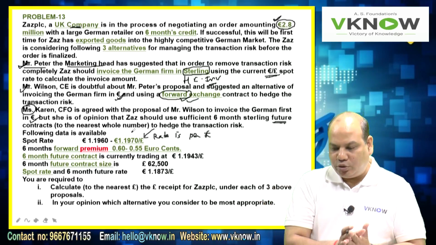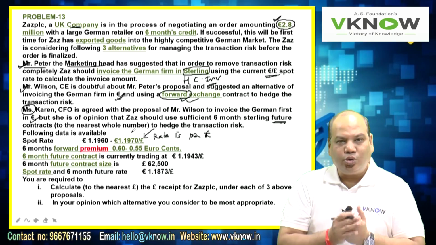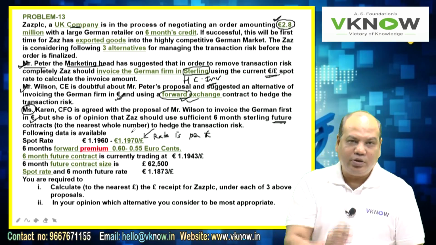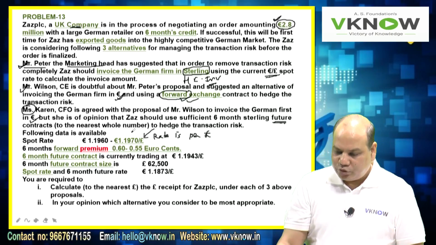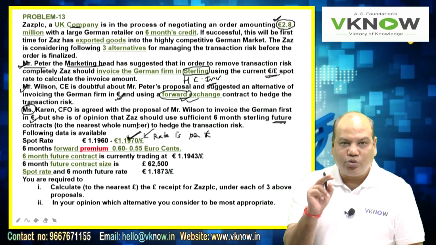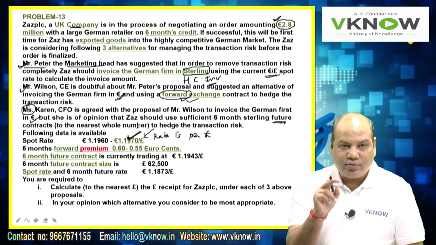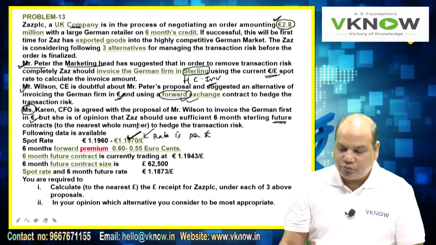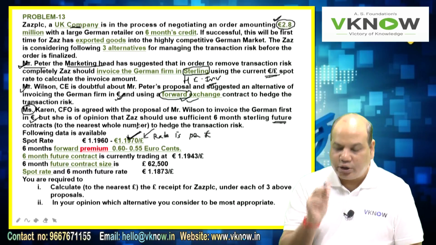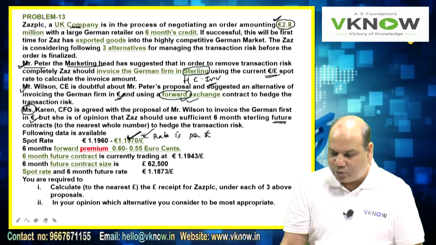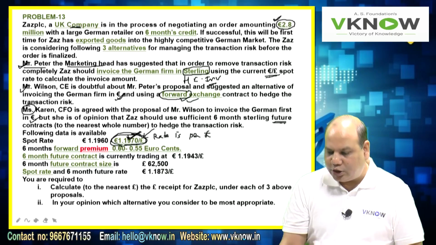So what will the bank do? Bank will take euro from the customer and bank will sell them pound. So the pound selling rate will be applicable, because the bank is going to give Z PLC pound and take euro. Rates are quoted by the bank. Rates have to be read from the bank's point of view. So what is the bank doing? Bank is giving you pound, taking euro from you. So this rate is applicable.